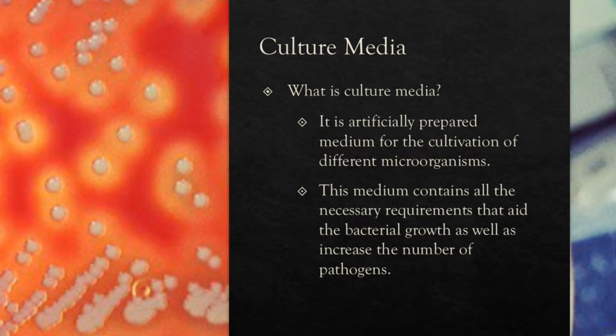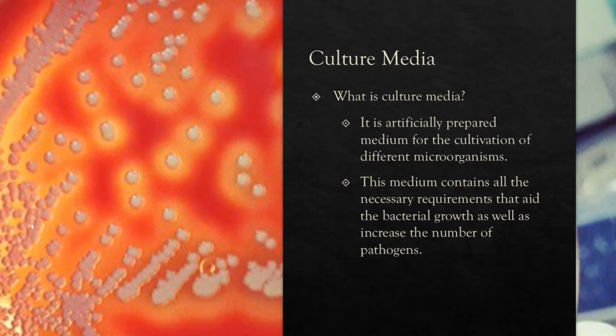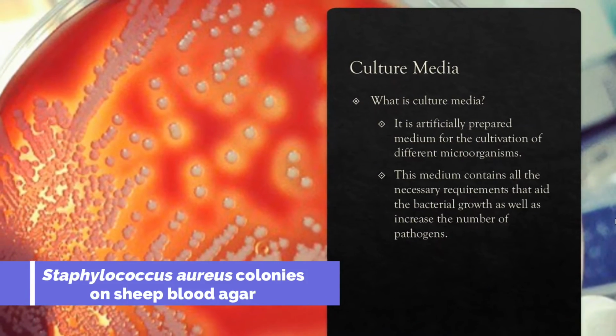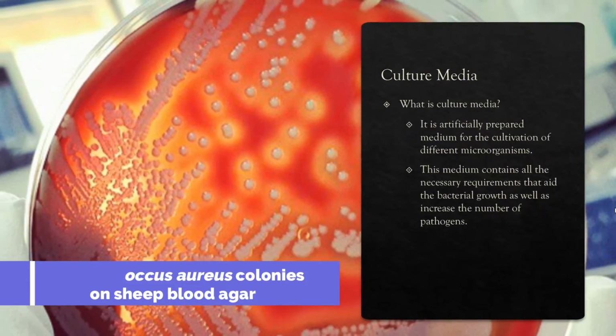There is another term, which is agar. The culture media I just described is composed of a jelly-like substance, and this jelly-like substance is known as agar. Different nutrients and chemicals are added to this gel-like substance to aid the growth of microorganisms. These nutrients can be blood, serum, yeast extract, peptones, and certain growth factors, etc.